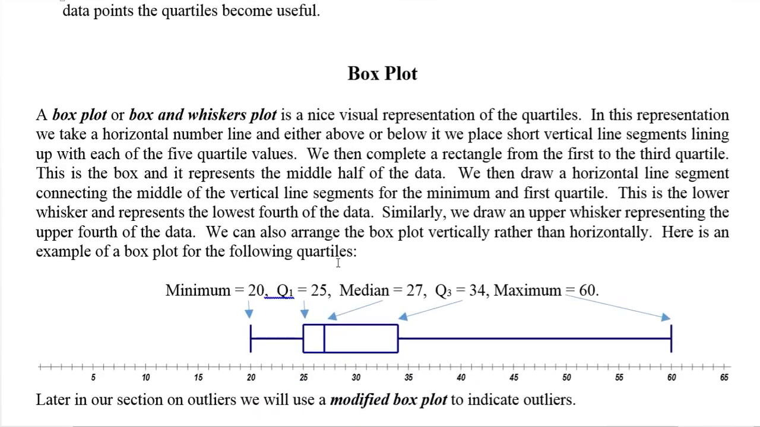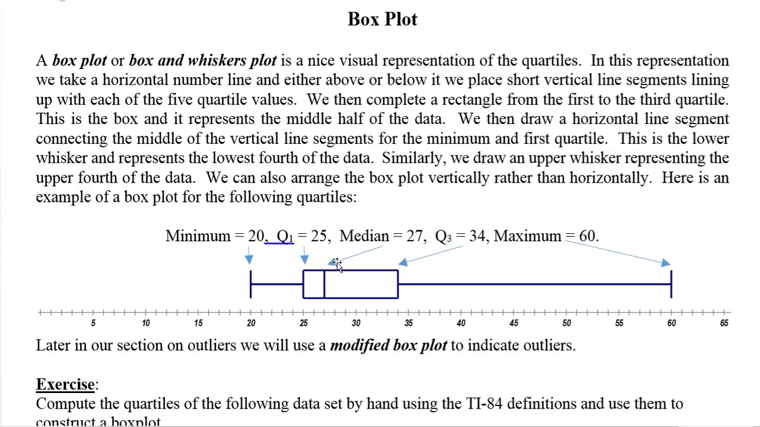A box plot, sometimes called a box and whiskers plot, gives you a nice visual representation of the quartiles. So for example, let's assume in this particular example the quartiles have a minimum of 20, that's Q0. Q1, the first quartile or lower quartile, is 25. The median, or Q2, is 27. Q3, the upper or third quartile, is 34. And the maximum, or Q4, is 60. So that's your 5-number summary, or your 5 quartiles.